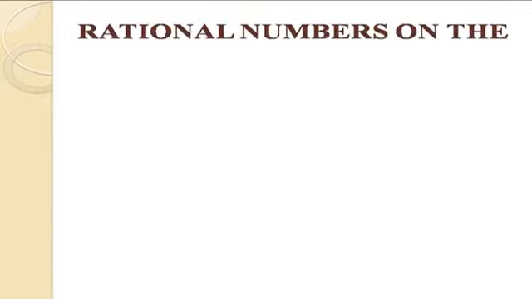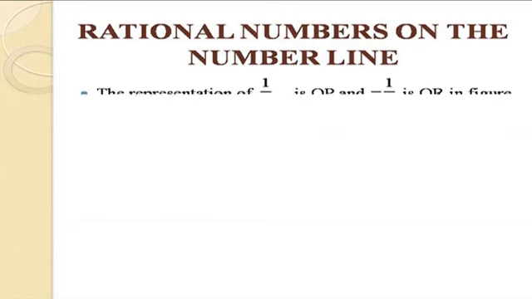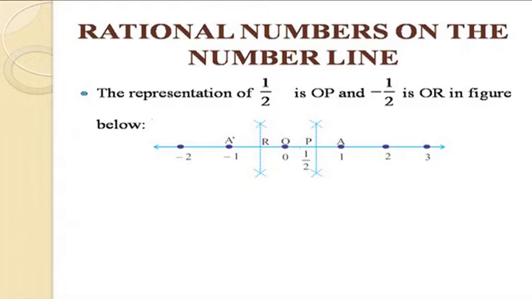Now we will discuss the representation of rational numbers on the number line. As you know, natural numbers, integers and whole numbers are all represented on the number line. Similarly, any rational number can be represented on the number line. For example, we are taking 1 by 2 or minus 1 by 2. See the figure. From 0 onwards, that is from 0 rightwards, all numbers are positive, and backward, that is from 0 to the left side, all numbers are negative.